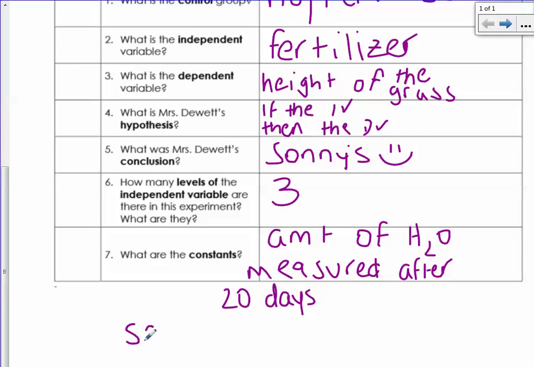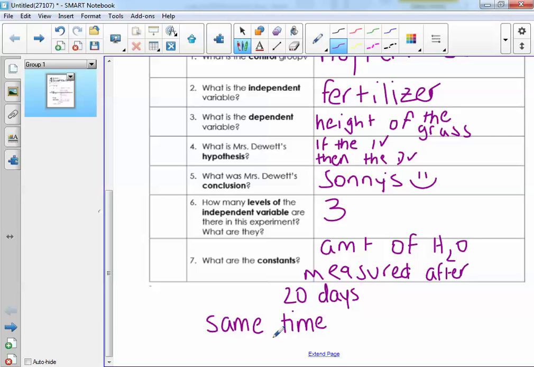So we wouldn't want to give some of the area water at 12 noon and then some at 8 p.m. because obviously it's going to be hotter at 12 noon, so more of the water might evaporate. So same time. All right, and there's our second practice problem.